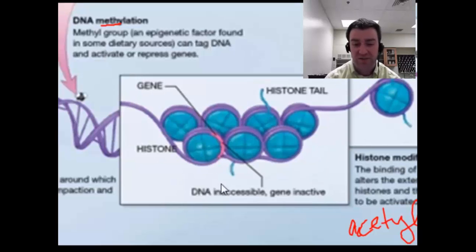This little region right here in this picture is highly packed up, and so it says kind of in this caption, DNA inaccessible, so the gene is sort of inactive. You can kind of think of it as that the gene is so tightly packed in there that maybe an RNA polymerase protein wouldn't even really be able to fit. It can't even get to the promoter, so it doesn't transcribe the gene.